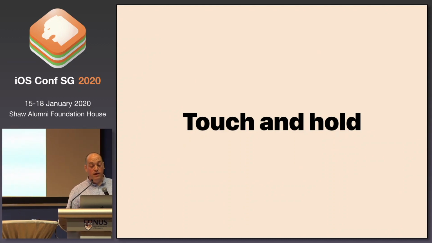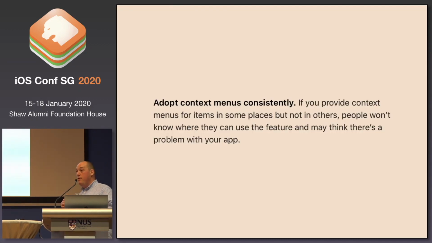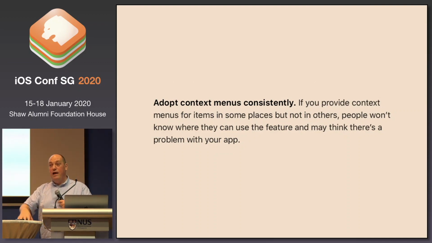And in fact, if you look at the human interface guidelines, they're suggesting that we do this. They're saying that we should adopt context menus consistently in our application. And it's only if both Apple and us as third-party developers do this that it will become that standard gesture that people can rely on to say, well, I'm not quite sure what to do next, so I'm just going to touch and hold, I'm going to give it a second, and then I'm going to discover what it is that I can do.